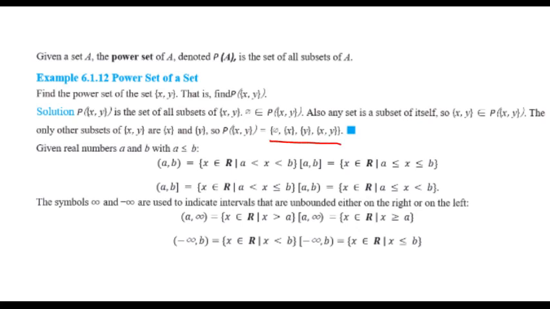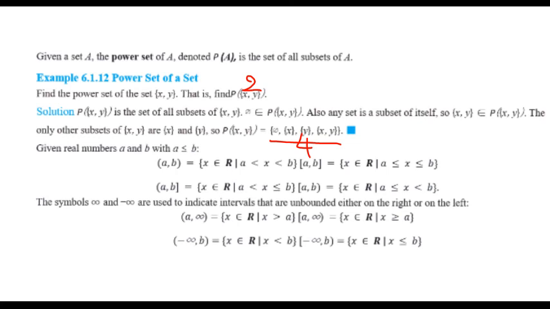The first was the empty set. The second and third were the set including only x and the set including only y. And the last one is the set itself, the set of elements x and y. Okay, so the power set of a set with two members has 4 different elements.